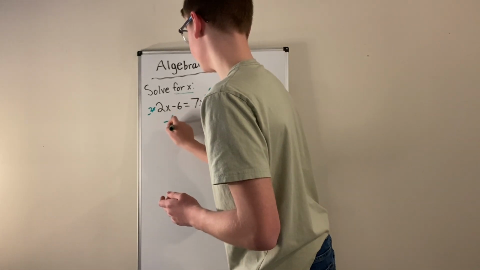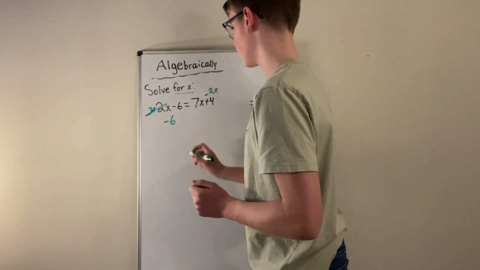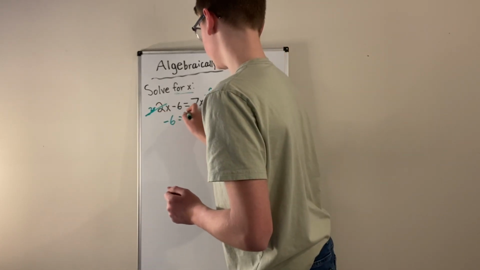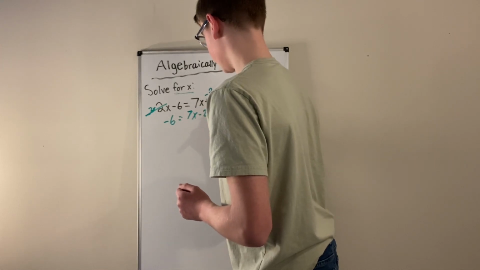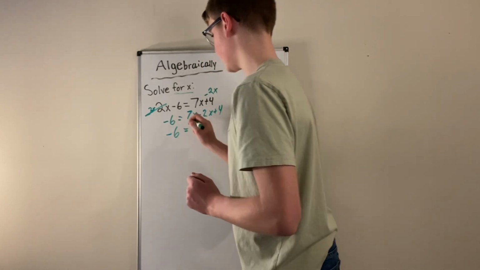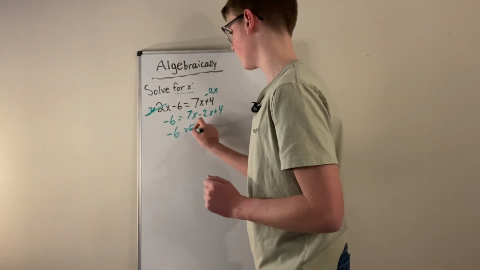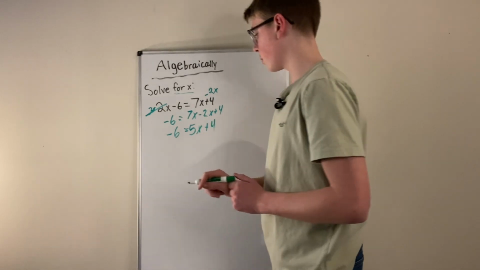This will be negative 6. The negative 2x and 2x cancel, equals 7x minus 2x plus 4. I'm going to simplify 7x minus 2x to 5x. And then what do we do next?